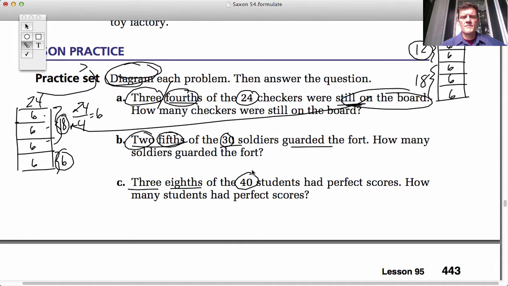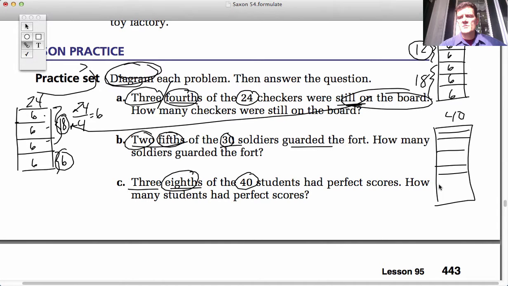3/8 of the 40. So you've got 40. Let's make our diagram here. 40 is the total, and I want to divide that into eighths. Oops, that's not a very good diagram, but you get the idea. Okay, 1, 2, 3, 4, 5, 6, 7, 8 groups. How many in each group? Well, you take your 40 divided by 8. That gives you 5. So 5 is in each group.